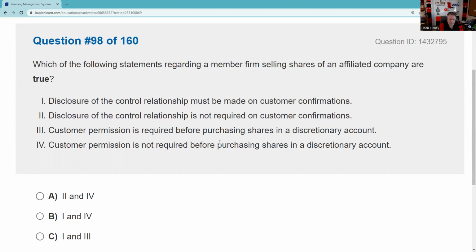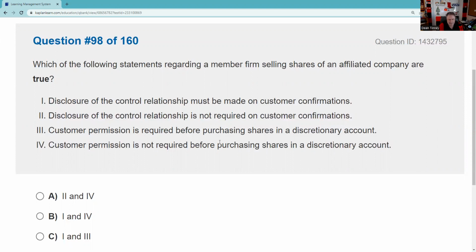Disclosure of the control relationship. Yep, there we go. So if you buy Bank of America from Merrill Lynch, on the confirmation, it will tell you there's a control relationship between Bank of America and Merrill Lynch. So one is certainly true. No. By the way, you should never say disclosure is not required. I mean, your default should be sunlight's the best disinfectant, right?